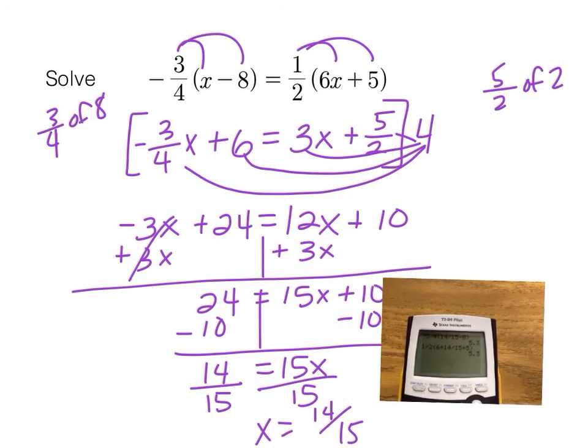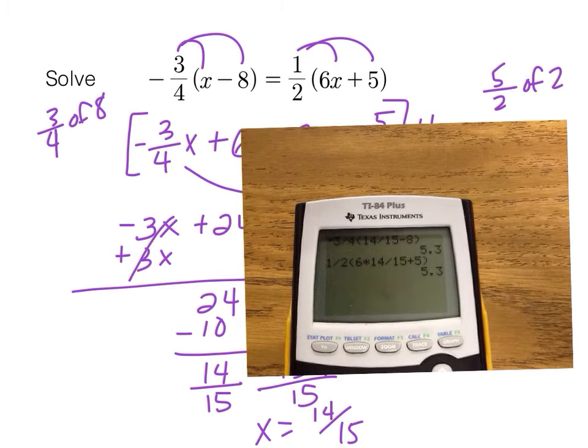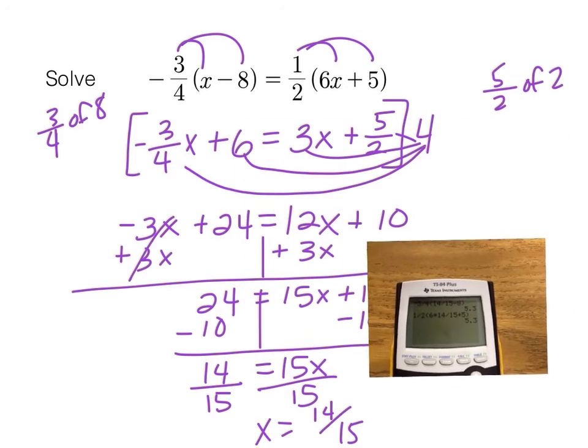So I took my answer of 14/15 and I plugged it in for x. So negative 3/4 times the quantity 14/15 minus 8. I did not put 14/15 in parentheses there because I know the calculator is going to divide and treat it like the fraction that it is. And then down here, same thing, 6 times that. And then look, both sides had the same result. So I know that's correct. And I'm going to move on to my next problem.